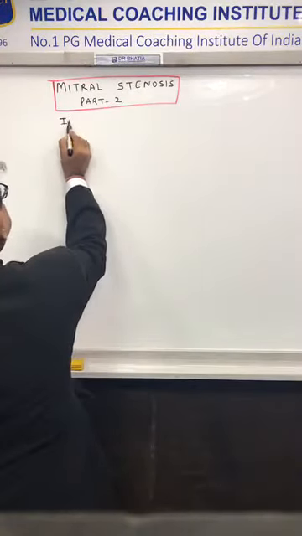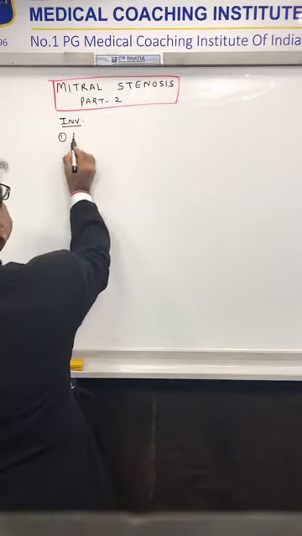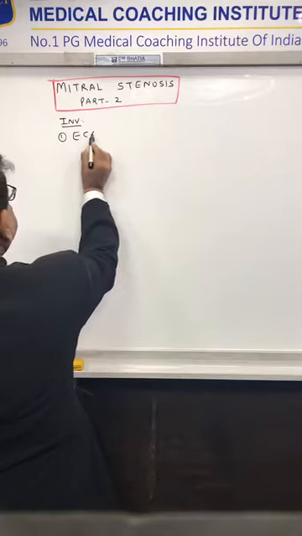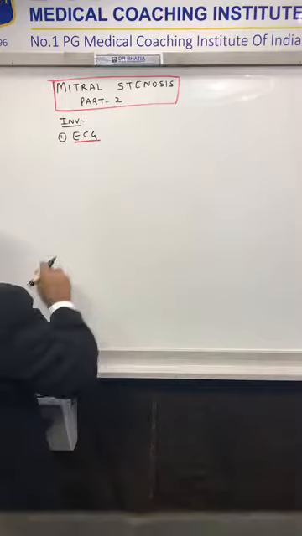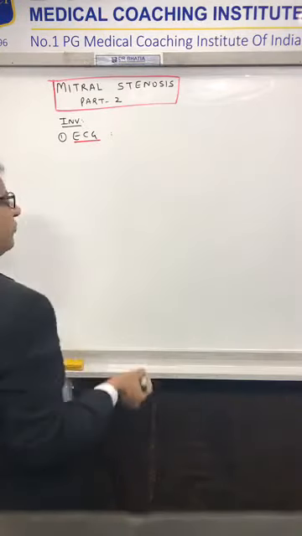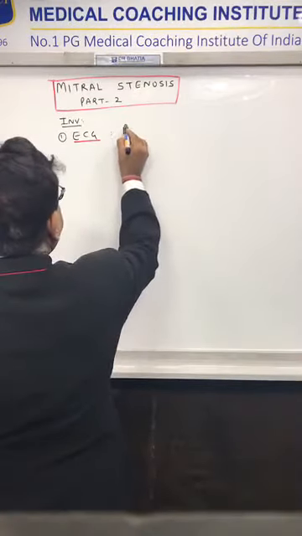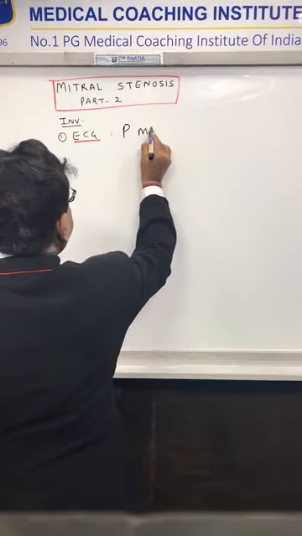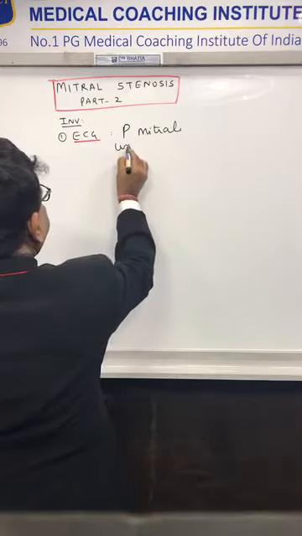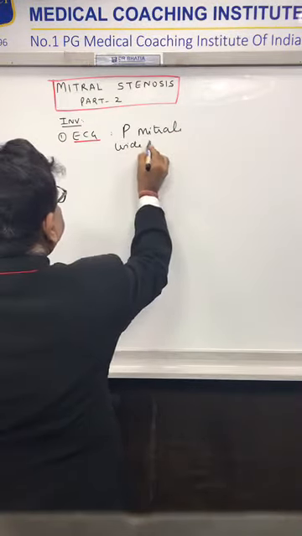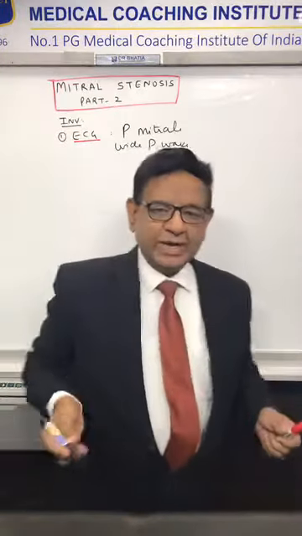Investigations. First is ECG. In ECG, what do we get? We may get P mitral. That means wide P wave. What do you mean by wide P wave?